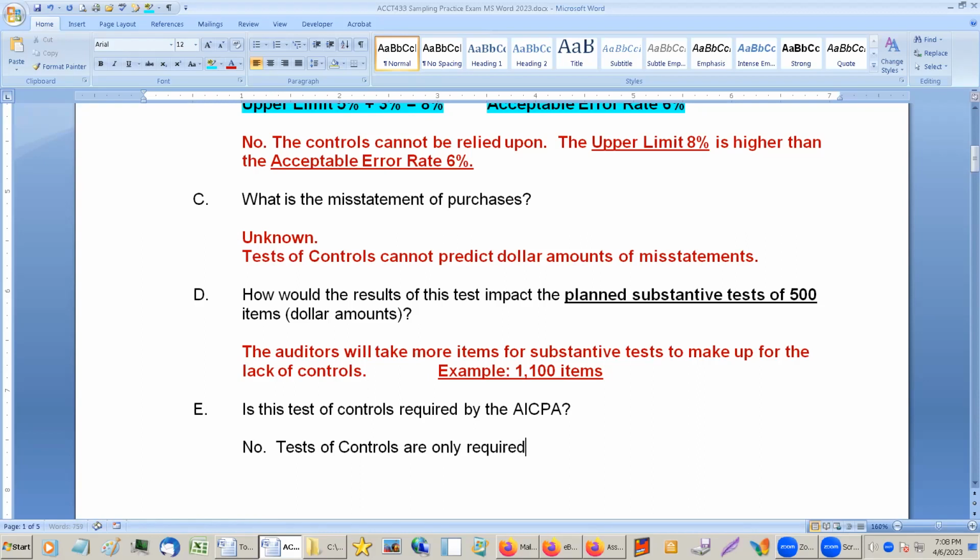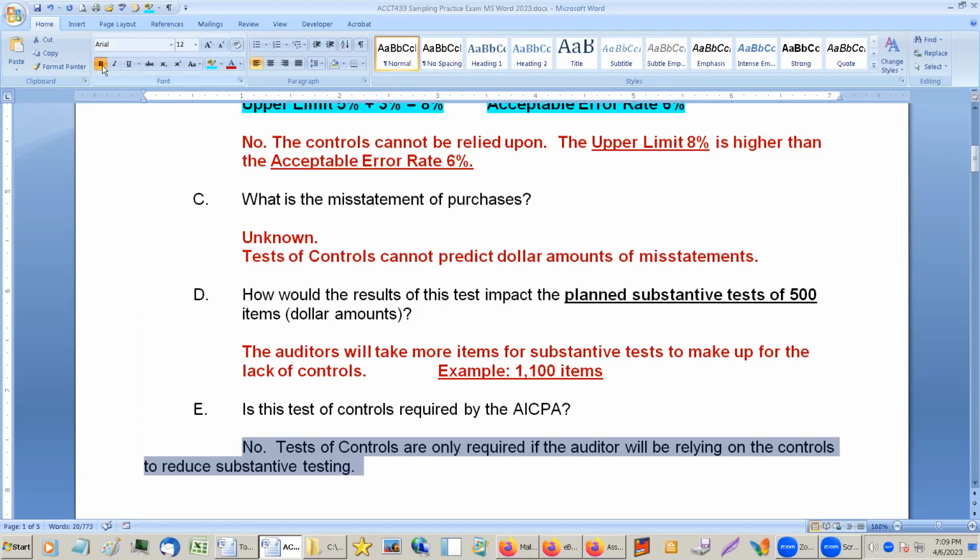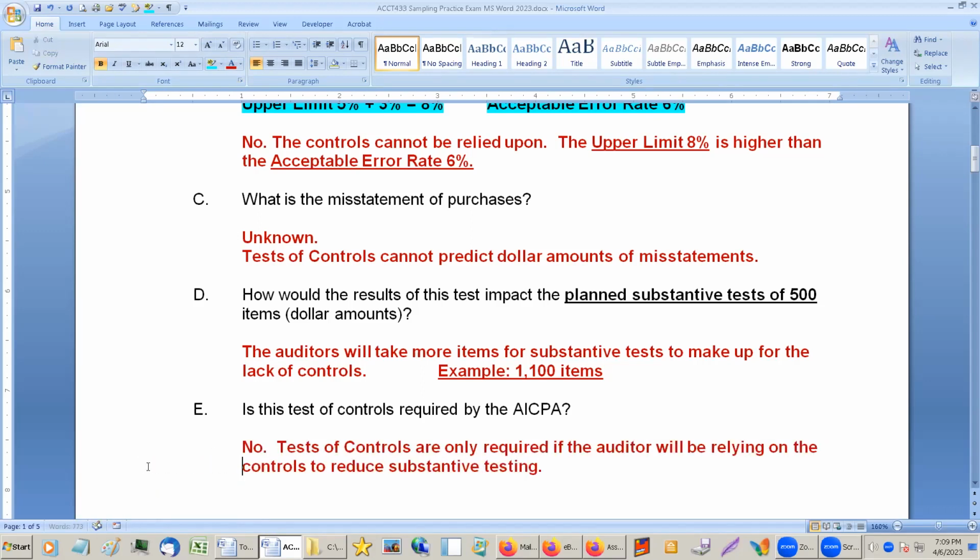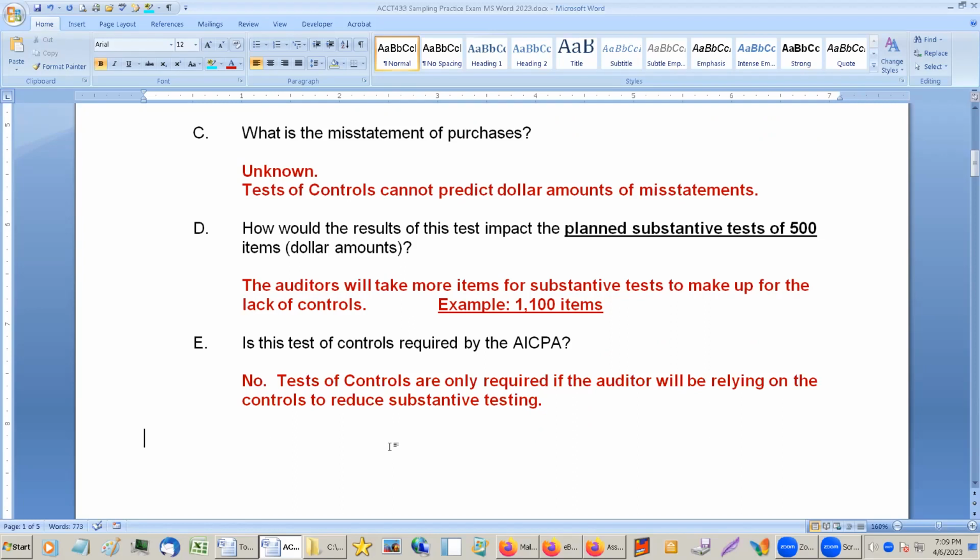Test of controls are only required if the auditor will be relying on the controls, and usually relying on the controls to reduce substantive testing. So they are not required, but they're only required to reduce the substantive testing. Now, the substantive testing is required. You are required to get dollar amounts.